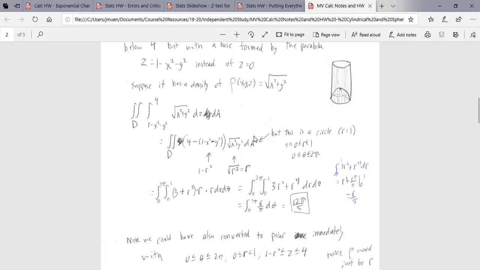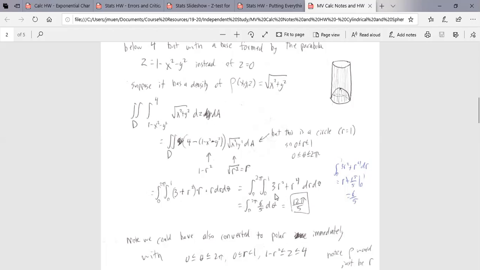So here we're going to complete our switch to polar. 4 minus 1 minus r squared becomes 3 plus r squared. R times r dr d theta becomes r squared dr d theta. So we have the integral from 0 to 2 pi, 0 to 1, 3r squared plus r to the 4th dr d theta.